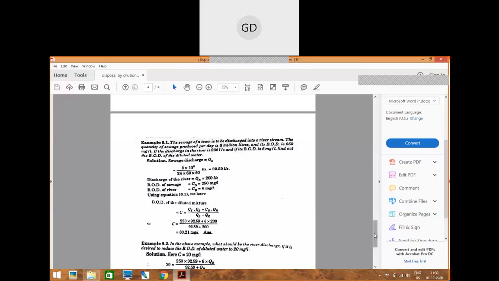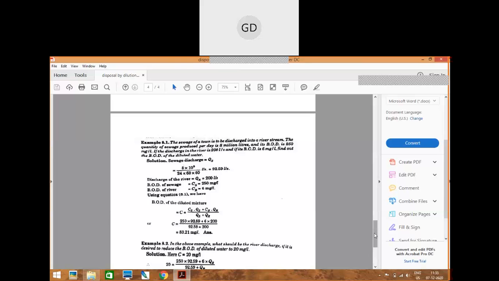After that, what is the discharge of the river mentioned here? If you read the question properly, you will get the discharge of the river. It is given as 200 liter per second. Then what is the BOD of the sewage? It is mentioned in the question as 250 milligram per liter. Similarly, the BOD of the river is given as 6 milligram per liter. So all these values are given. Now you have to find out the BOD of the diluted water.